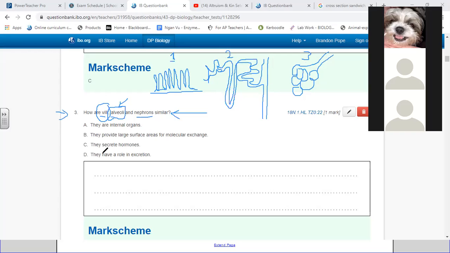So let's see. Do these things secrete? Do they absorb? Do they excrete? What is going on here? So we need to think about this. What is the role of your intestines? Do they absorb, or are they going to excrete? Remember, excrete is to get out. They're going to excrete, like excretions is going to be like pooping and peeing. No, that's incorrect.